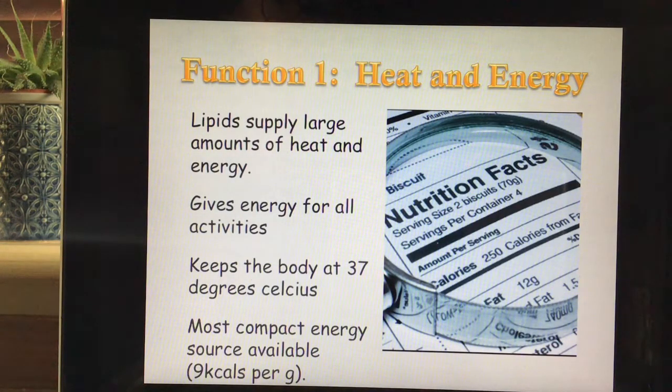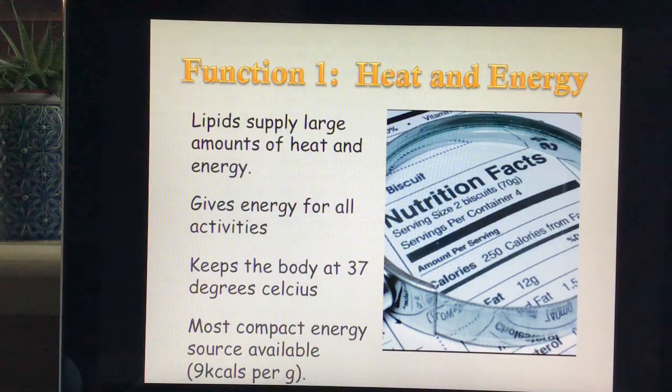Lipids supply large amounts of heat and energy within the body. When they're broken down, they're very carbon heavy, and as we know, carbon heavy molecules give calories, they give energy. It's also a concentrated source of energy. Note that 1 gram of fat provides 9 calories or 37 kilojoules. That's more than carbohydrate, more than protein, more than alcohol.